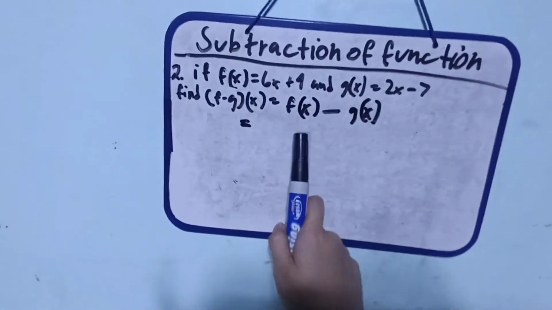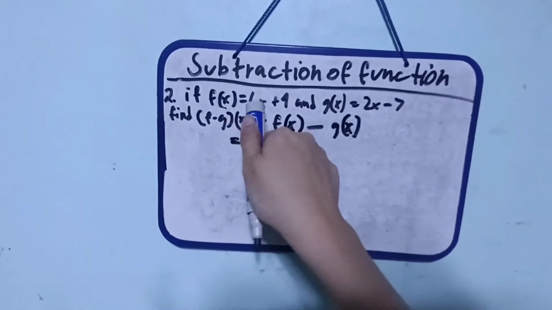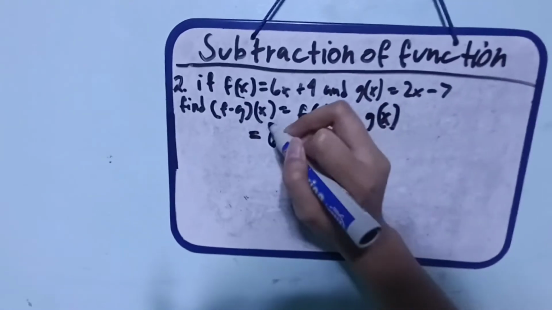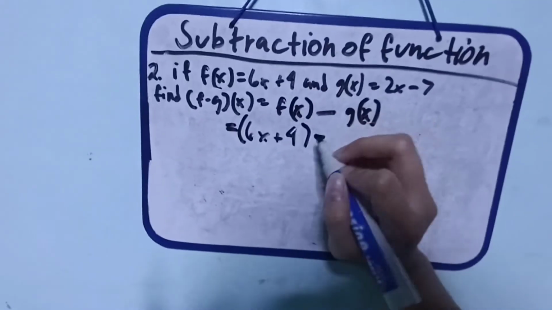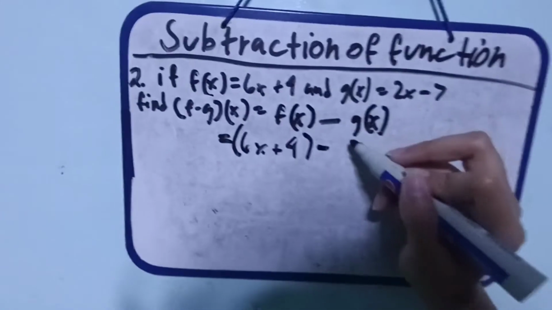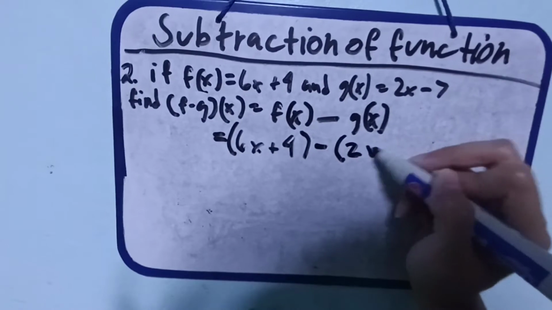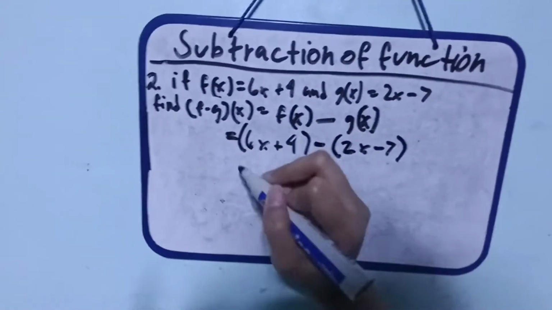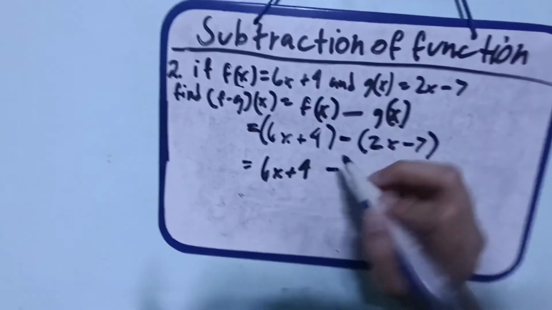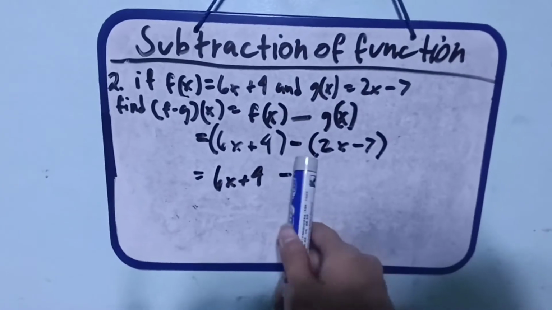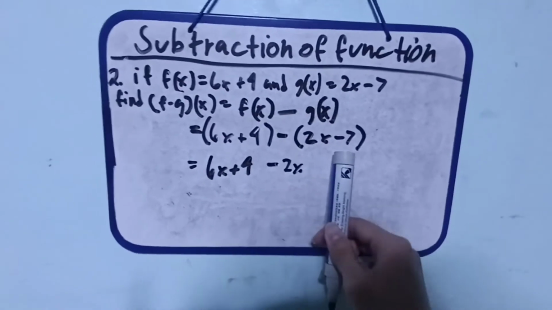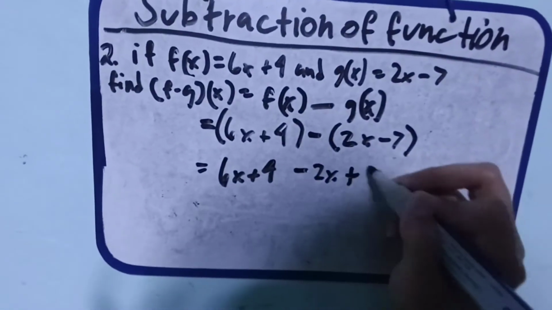Next step is identify f of x is equal to 6x plus 4. Some parentheses. Huwag natin kakalimutan yan. Minus g of x. Our g of x here is 2x minus 7. So, put it. 2x minus 7. Bring down 6x plus 4. Distribute lang tayo ng signs. So, negative times positive 2x, that would be negative 2x. Negative times negative 7, that would be positive 7. Since same sign nga, diba?